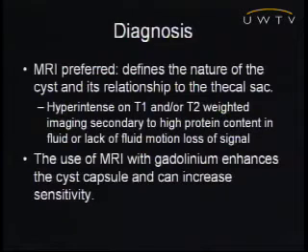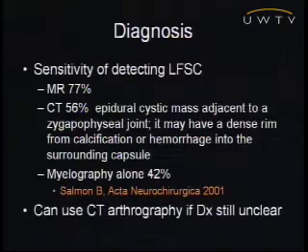In terms of diagnosis, MRI is the preferred method for imaging, and you'll often see the nature of the cyst as well as its relationship to the thecal sac, which can be important if you're going to want to reduce the incidence of dural tear. And they're often hyperintense on either T1 or T2 weighted imaging, although that's not always true. The use of gadolinium will increase the sensitivity because the cyst capsule will enhance.